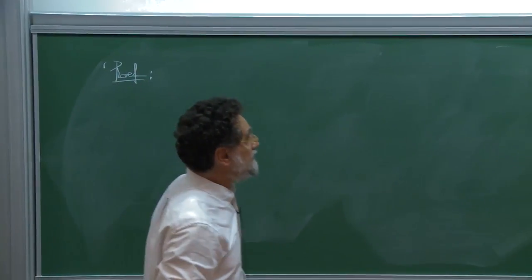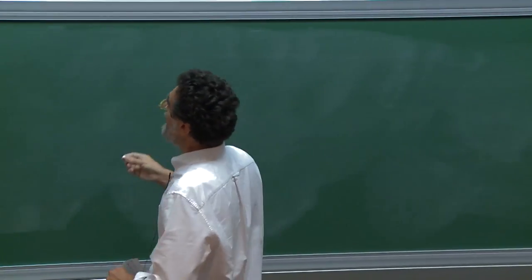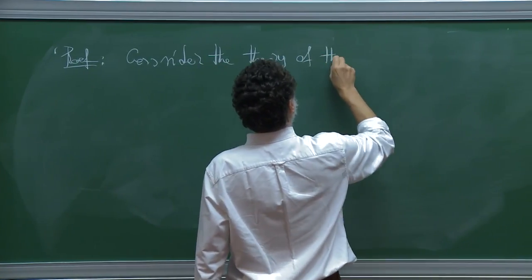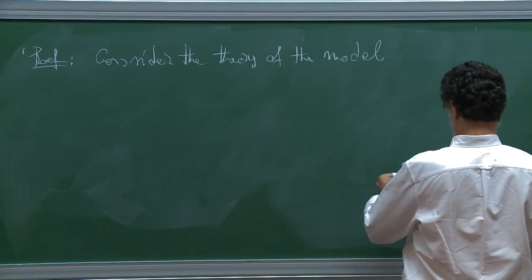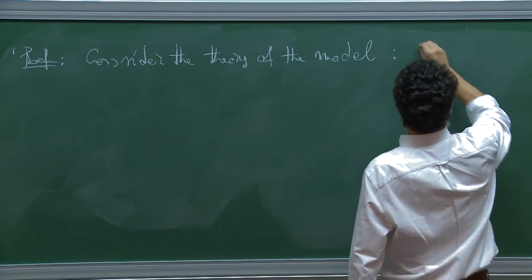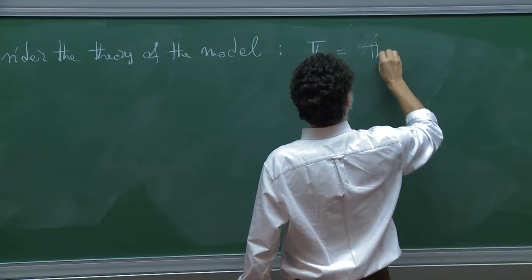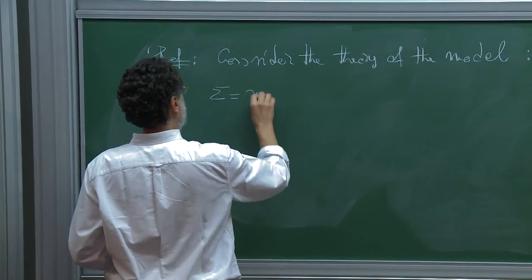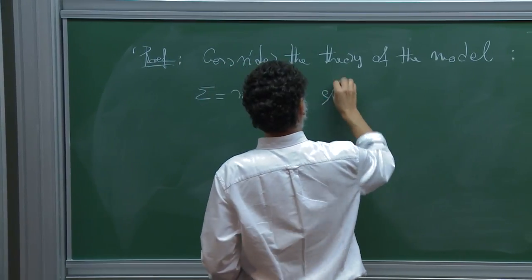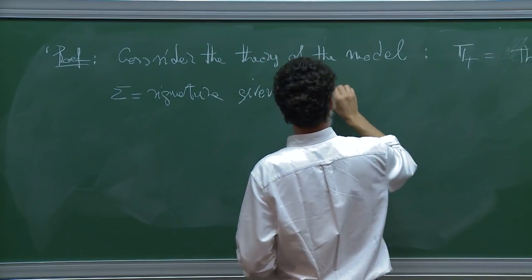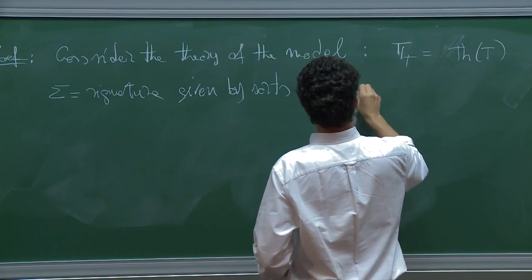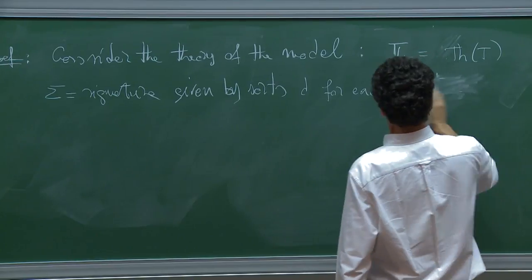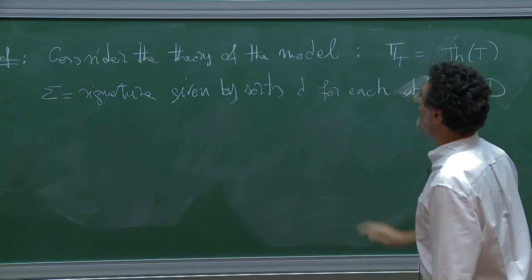So what do you do? You construct what is called the theory of the model. Let's denote this T_T, or the theory of T, if you want. You have a theory of the model, which has a signature given by sorts, one for each element, so each object of D. This is just a symbol.